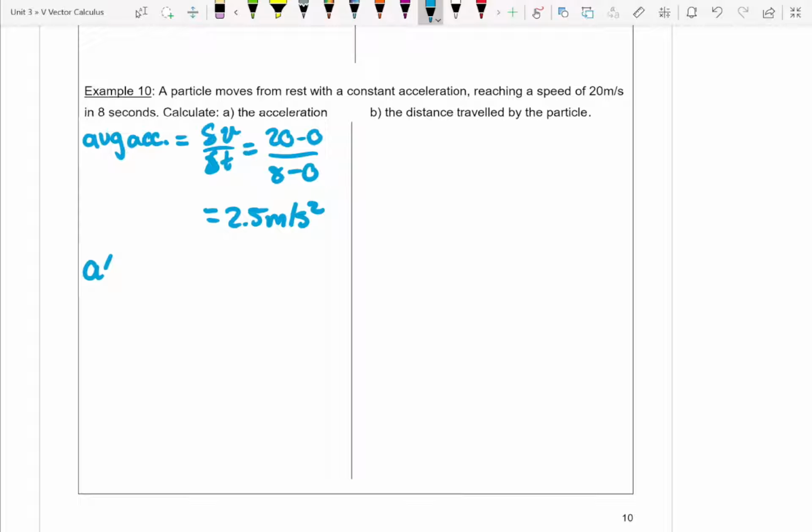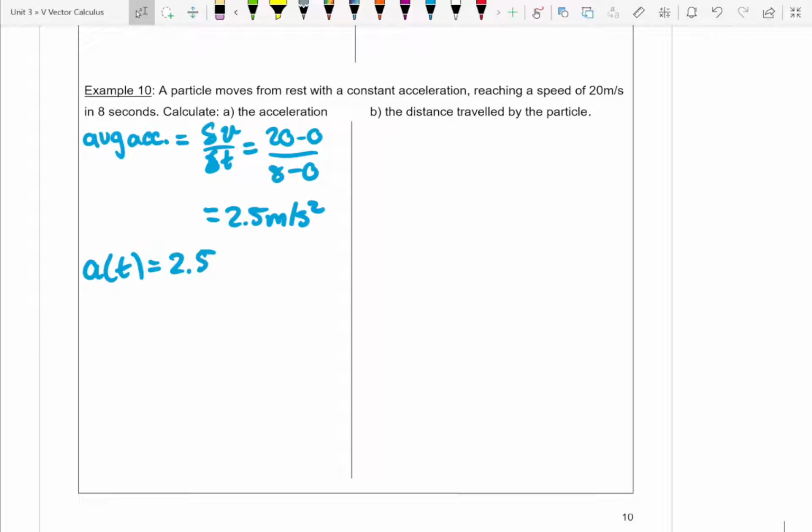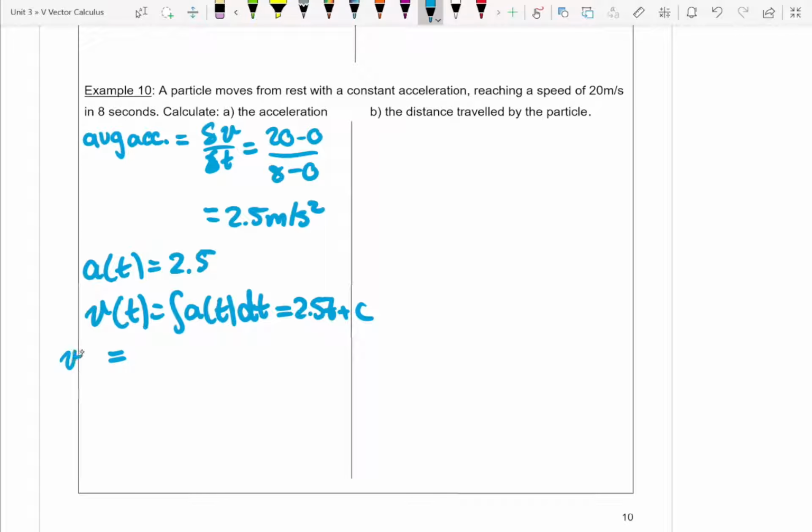So we give that as a of t is equal to 2.5, and we use that to develop our velocity and our other components. If we want to get from acceleration to distance, we first need to develop v of t, which is just going to be the integral of a of t with respect to t. That's just going to be 2.5t plus c. We know that it starts from rest, so v of 0 is equal to 0, and therefore c is going to have to equal 0.